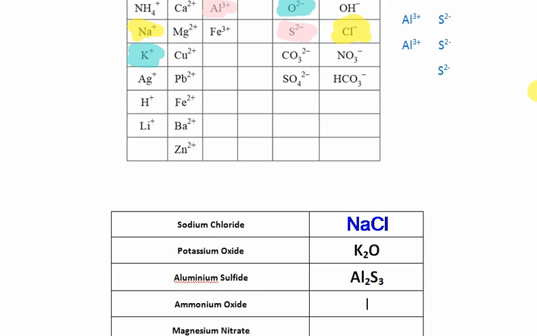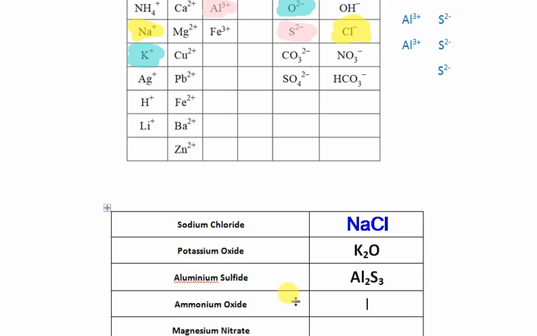So each aluminium is actually trying to give away 3 electrons. Each sulfur is only picking up 2, and that's why we need that combination. For every 2 aluminiums, we need 3 sulfurs, so that the 6 electrons they're giving away, the 3 sulfurs will pick those up. So Al2S3 is our final answer there.